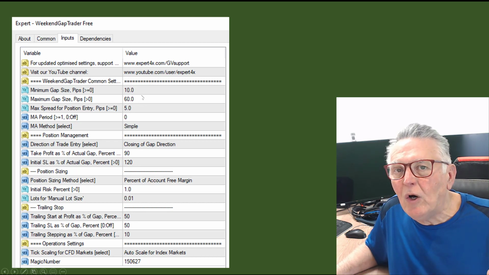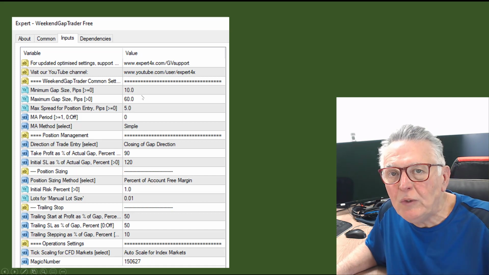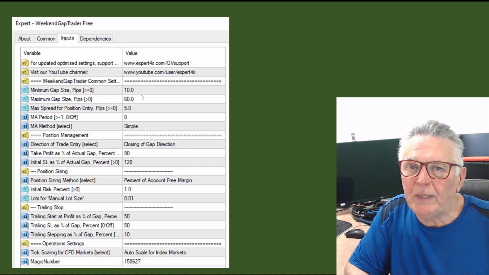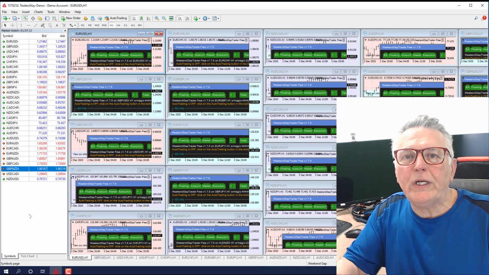So again, the answer is, if you're using brokers that don't have minimum stop distances, then your calculations become a lot easier. So let's have a look at TradersWay.